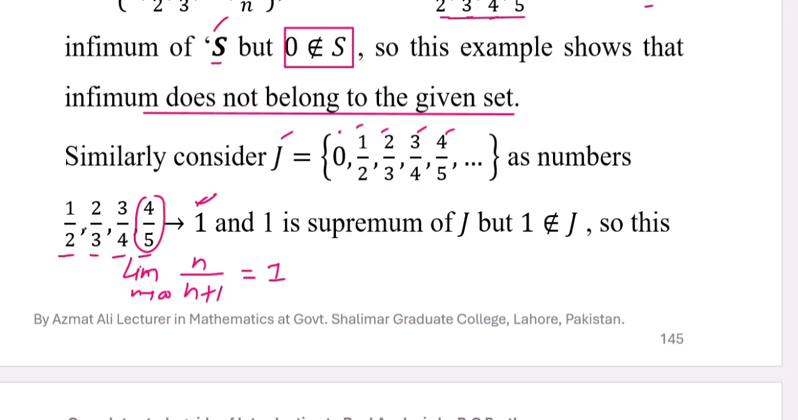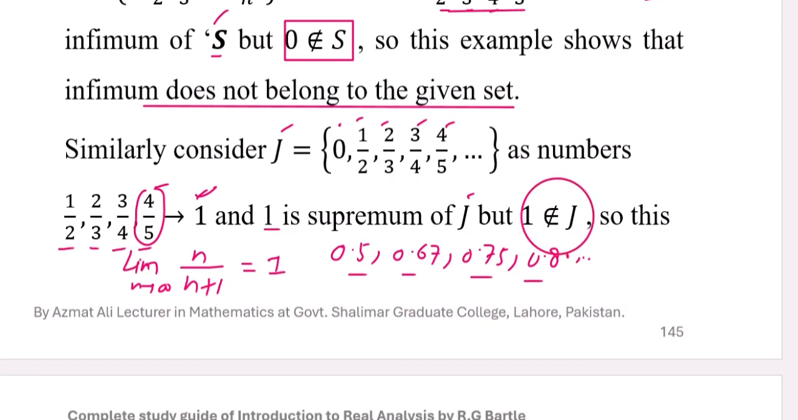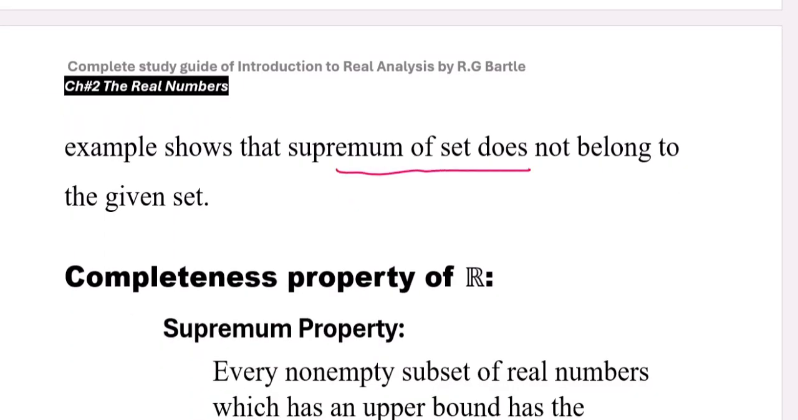The first number 1 by 2 is 0.5. The second number 2 by 3 is 0.67. The third number 3 by 4 is 0.75. 4 by 5 is 0.80. So you can notice that whenever you increase the numerator as well as the denominator, your numbers approach 1 here. So 1 is the supremum of J, but you can notice that 1 is not an element of J. So 1 does not belong to J. So this example shows that the supremum of a set does not belong to the given set.